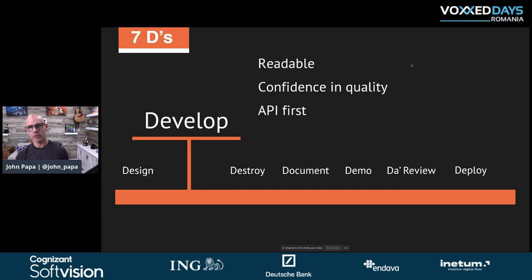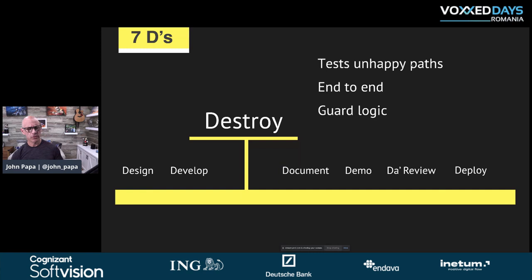Then we get to destroy. Test those unhappy paths. Yes, test the happy paths too, but test the parts that are not going to always be what you expect the user to do. One of my favorite stories is that when I built an application one time, very early in my career, I wrote an application that I thought was just rock solid. And do you know what the first person who used it did? They picked up their keyboard and dragged their fingers all the way across the keyboard back and forth a few times. And my application broke. My heart was broken.